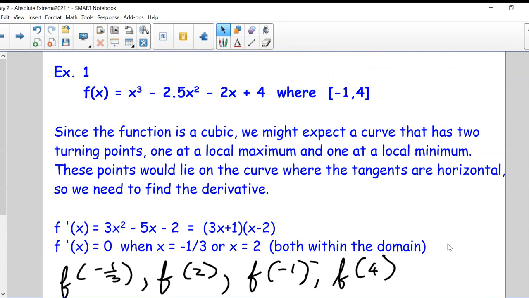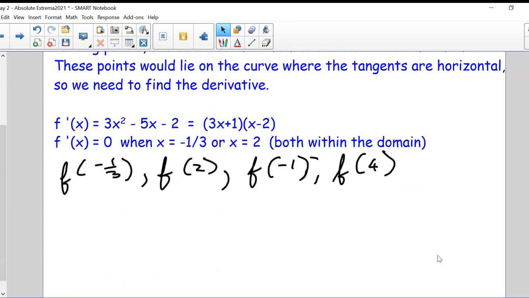So I'm going to put that function into my calculator right now. So let's see now, x, and you should be doing the same thing as well, to the power of 3 minus 2.5x squared minus 2x plus 4. Okay, so I have the function in my calculator. So I'm going to find f of -1/3, and you can use your calculator as well. If you get a different answer from me, please let me know.